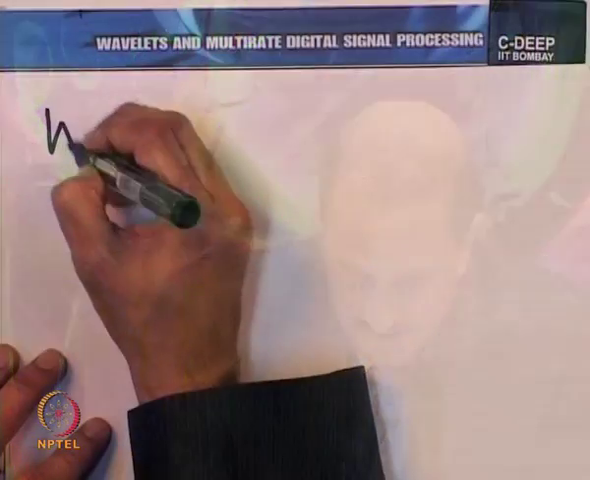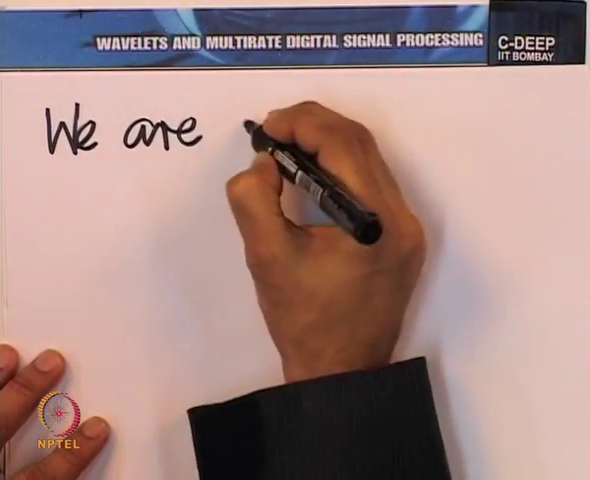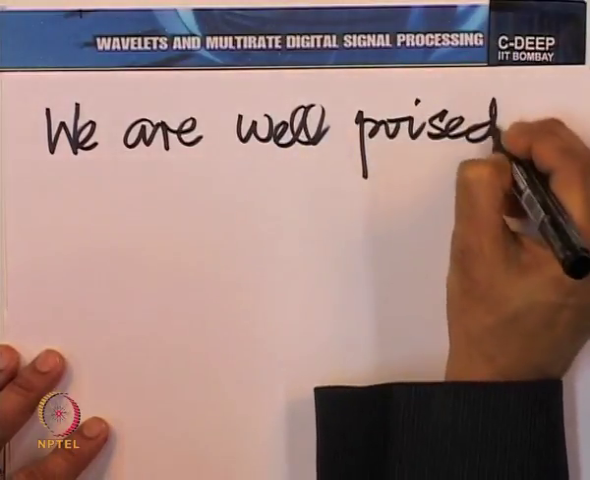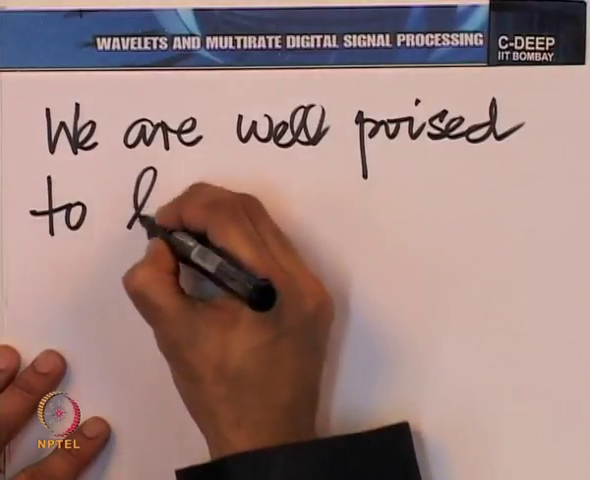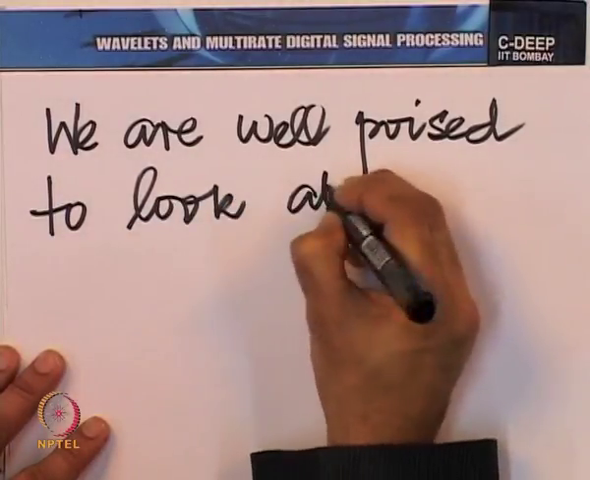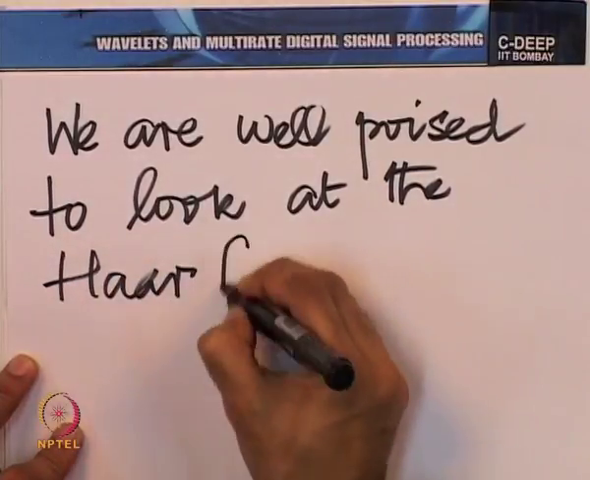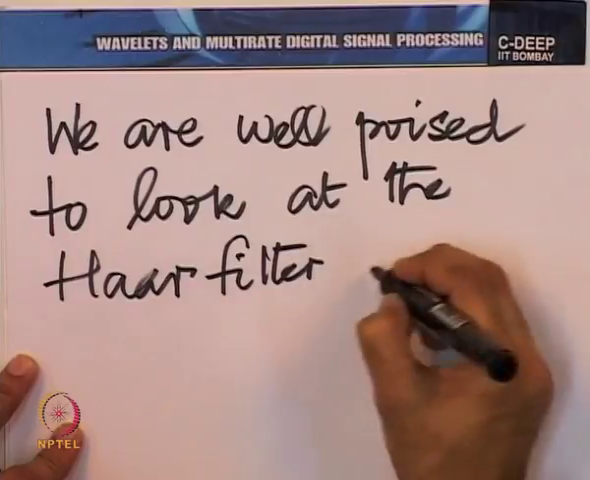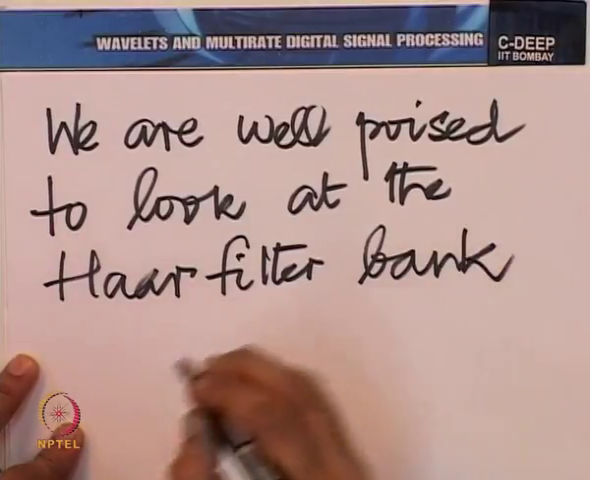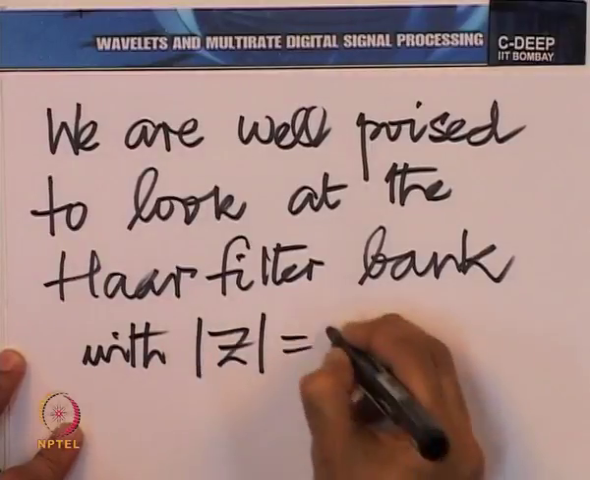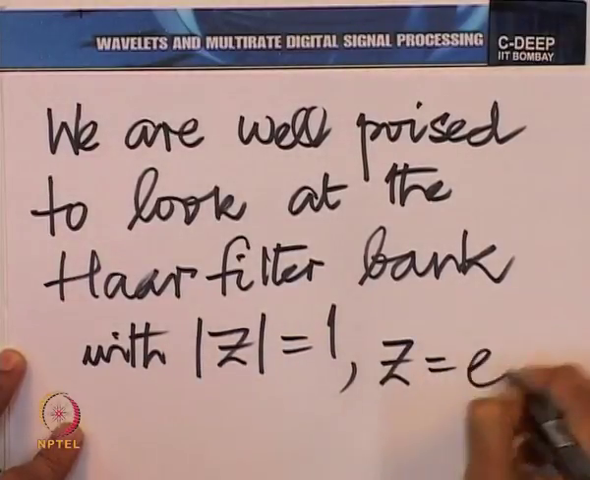So, we are now well poised to look at the Haar filter bank in the frequency domain. And what do we mean by the frequency domain? With mod z equal to 1, or z equal to e raised to the power j omega.